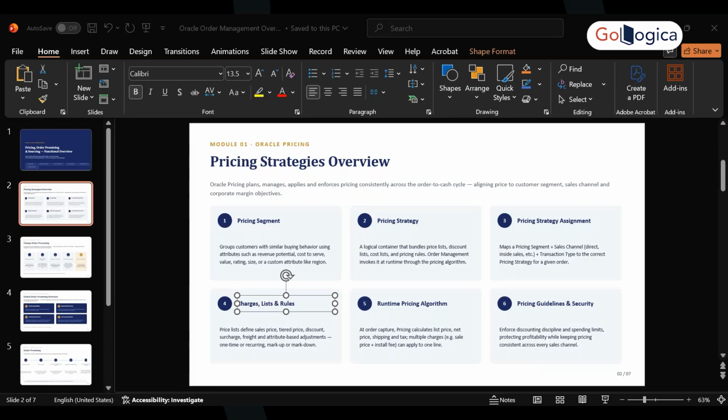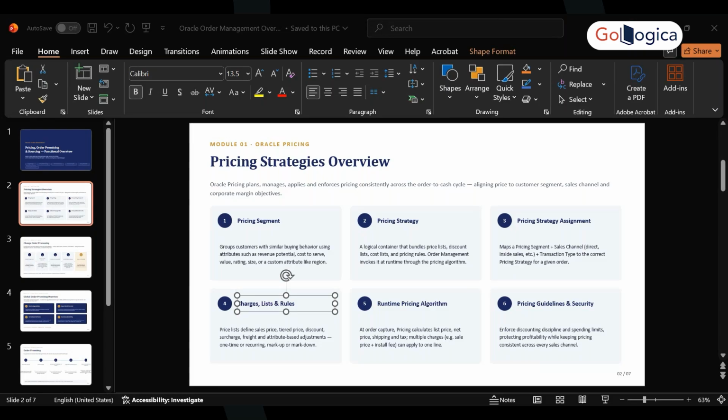Something like that. The sales executive may be allowed to provide a discount up to 5% only. The sales managers may approve a discount up to 15%, and the regional managers may approve a discount up to 25%. And if a user attempts to exceed the permitted discount limit, Oracle prevents the transaction or routes it for approval depending on the configured business rules. And these controls protect the organizational profitability while ensuring the pricing consistency across all the sales channels.